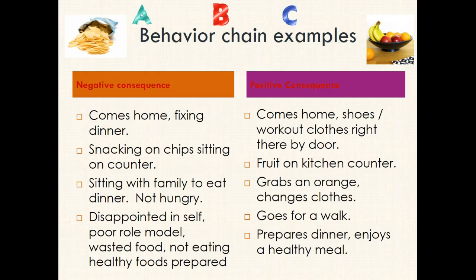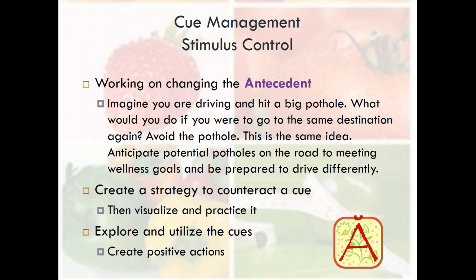Most chains are a little bit more complicated than this, but you can see how making a change to the antecedent or the behavior can lead to very different consequences. So we can talk about strategies with our clients to change any of the steps along this behavior change. First, we can work on the antecedent through what is called cue management or stimulus control.